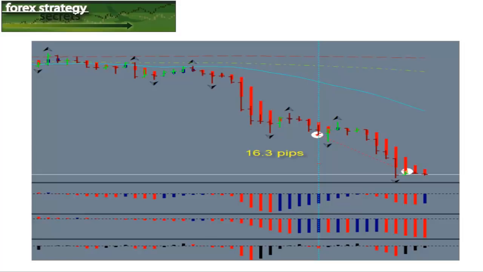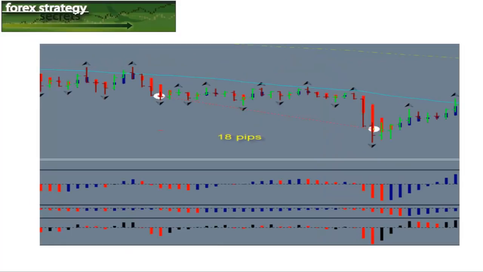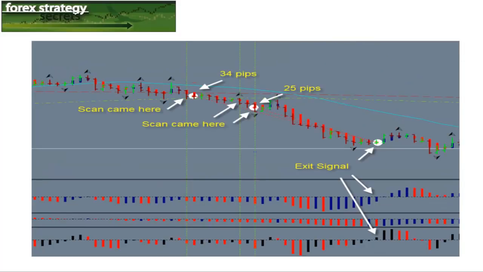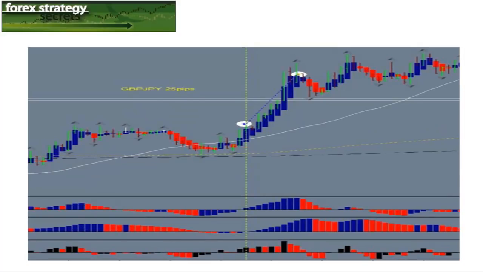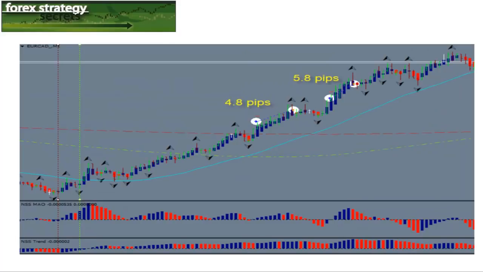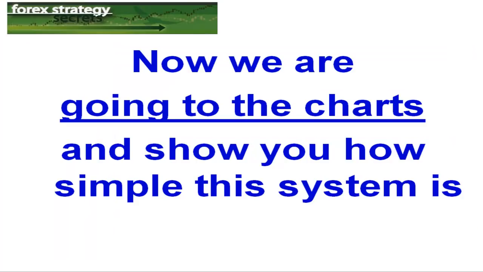Now I'm going to show you a couple of shots of some entries on trades. You may not understand what they're doing, but you can see that that one is 16 pips, that was 18 pips, 34 and a 25 pip. It was one trade with one additional add-on. Here's a 40 pip trade, a 25 pip trade, a 5 and maybe a 6 pip trade. And now we're going to the charts.